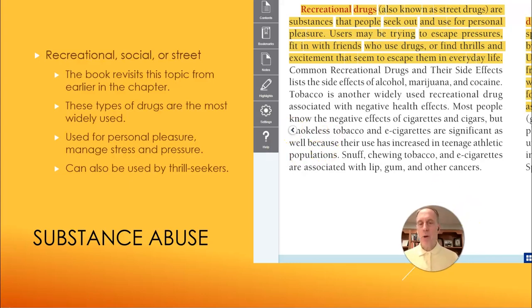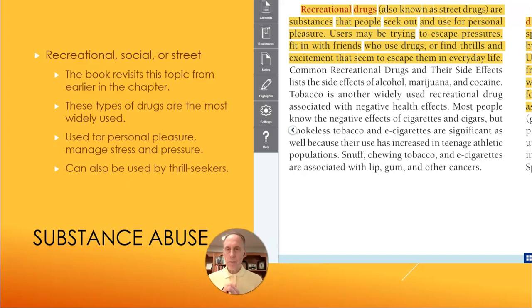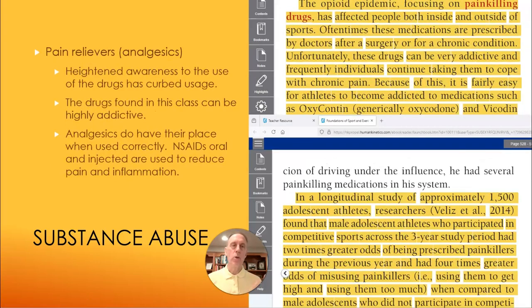All right, so we go to recreational, social, or street. They revisit this topic from earlier in the chapter in terms of recreational drugs. These are the drugs that are most widely used, and they're usually used for personal pleasure, managing stress, or managing pressure. They can also be used by thrill seekers as well. But the big thing is individuals might drink, smoke marijuana, or use some other drugs for the simple fact of reducing stress.